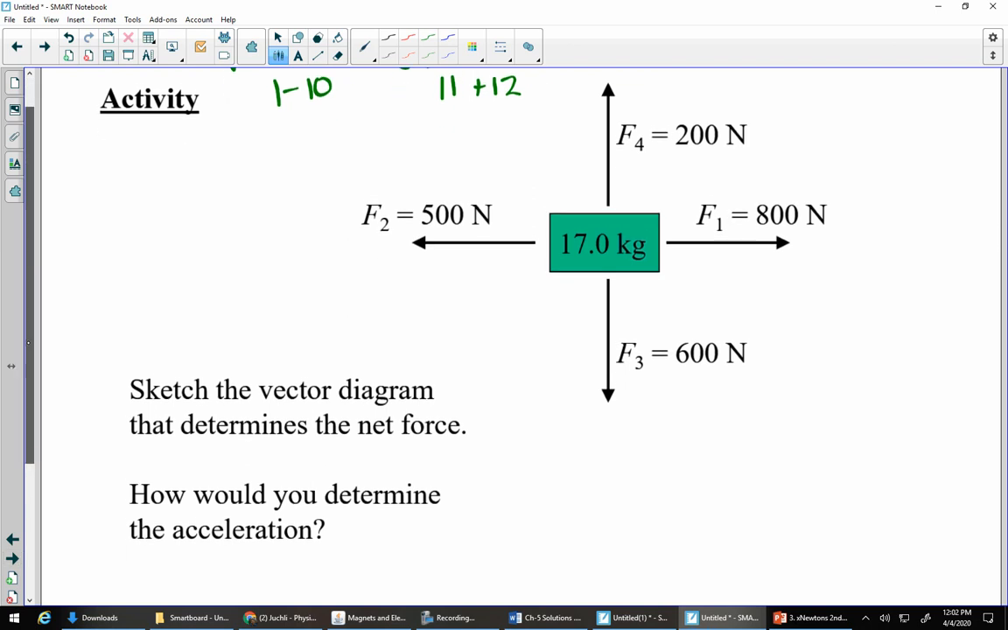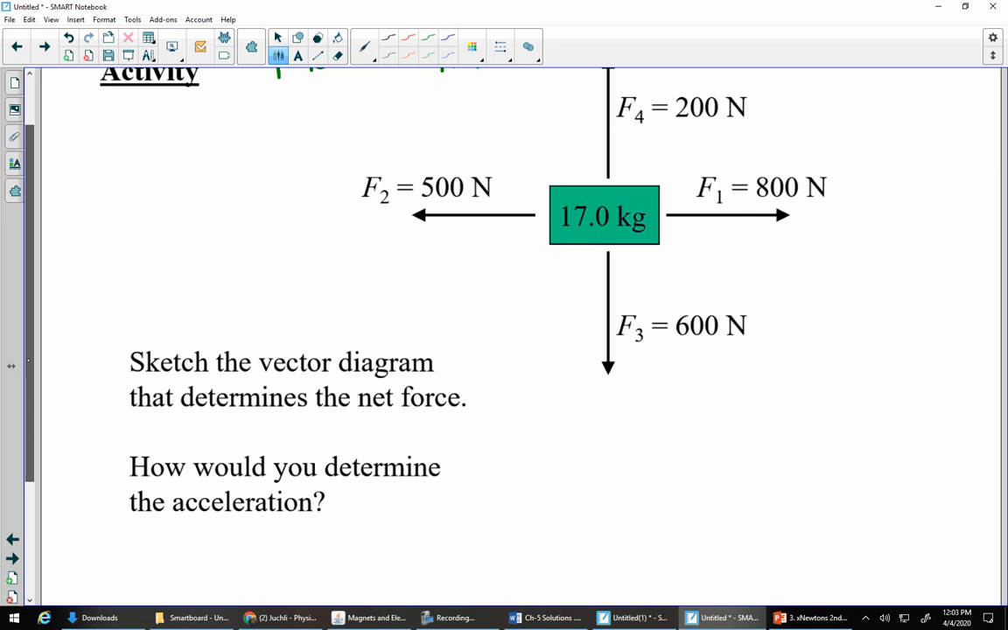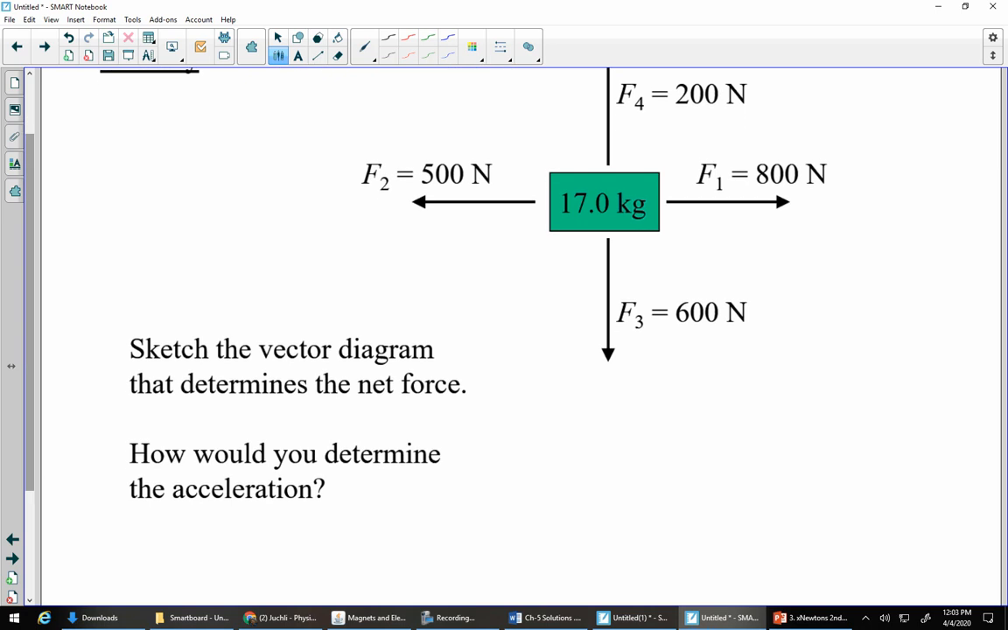So this one is not in our workbook for the people moving forward. This is just an activity, something to think about. If we wanted to go through and think about, first off, could I sketch the vector sum diagram for this? It's already in components, right? So we'd add up all of our x's, we'd add up all of our y's, and then we could make a new right angle triangle and solve. And if we know the direction of the net force, we know the direction of the acceleration.